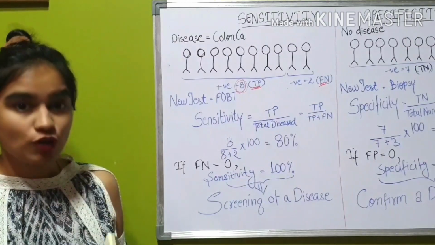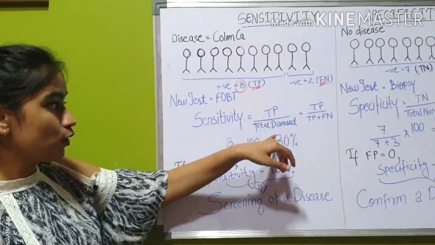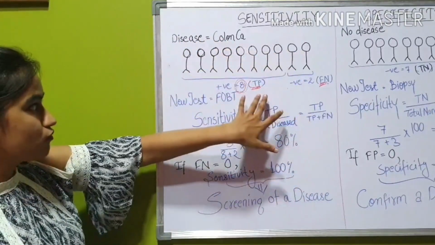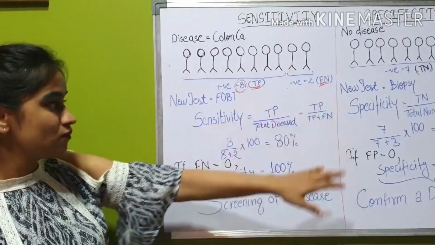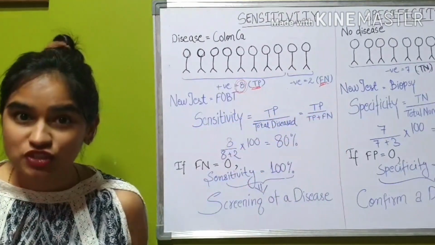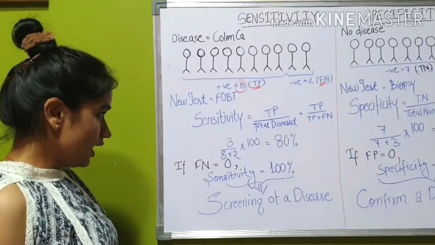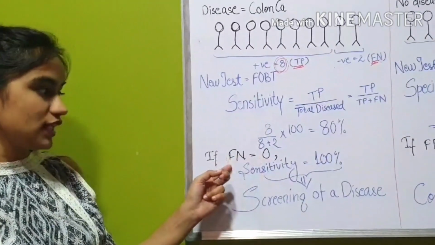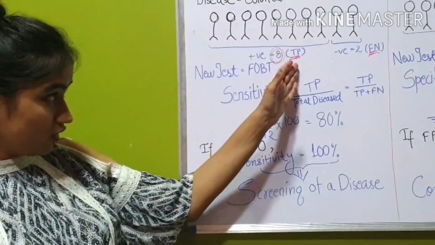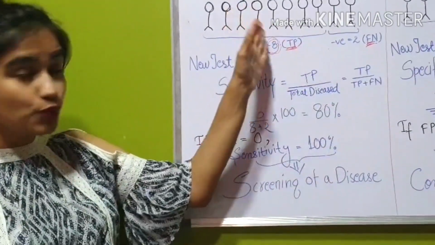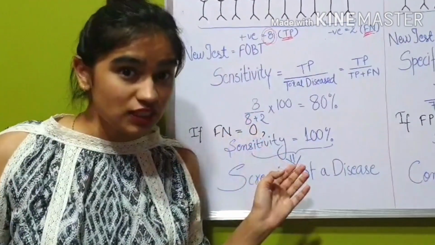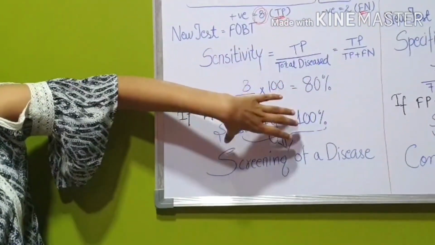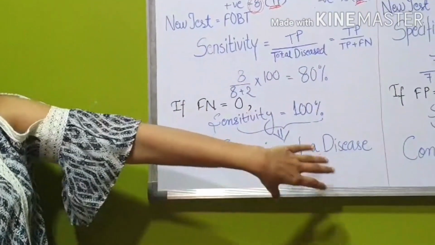So it's obtained by this formula. That's true positives upon total disease, and the total number of the people who are diseased over here are 10. That's true positive plus false negative. So true positive upon true positive plus false negative. That's 80% in our case. Now, if a test gives 0 false negatives, that means all of the individuals who have the disease tested positive. That means the sensitivity in this case will be 100%. Now, a test with 100% sensitivity is used to screen for a disease.